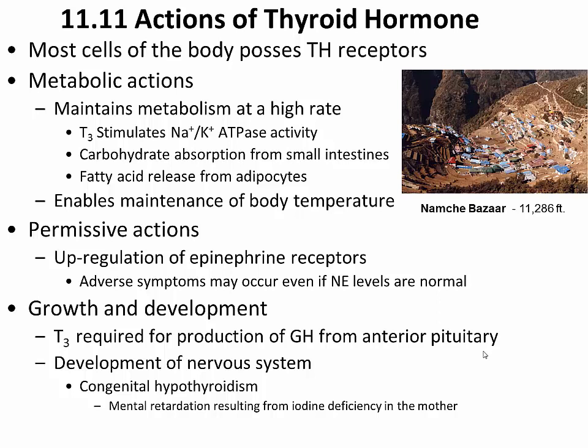Number one, T3 is required for production of growth hormone from the anterior pituitary. And so, in the absence of thyroid hormone, overall growth of the human body is greatly reduced. Secondly, and maybe even more importantly, thyroid hormone is extremely important in the development of the nervous system. In fact, if thyroid hormone levels are low, a condition referred to as congenital hypothyroidism leads to mental retardation. This is a result of an iodine deficiency in the mother, and of course the fetus has no way of obtaining iodine apart from the mother.